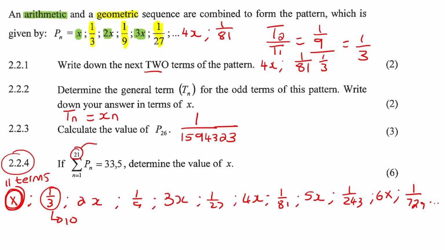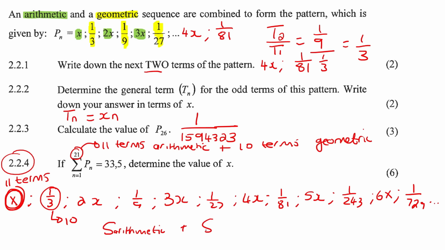So that's going to be 11 terms arithmetic plus 10 terms geometric. All right. So what we can now do is go do the sum formula for the arithmetic plus the sum term of the geometric. And we know that the answer of all of those, this one will be for 11 terms, and this one will be for 10 terms. The answer must be 33.5.